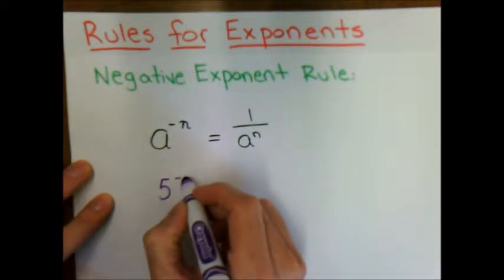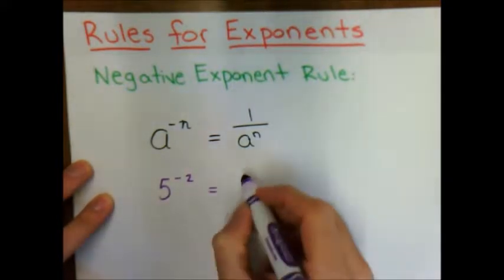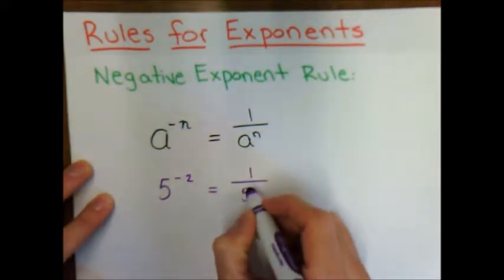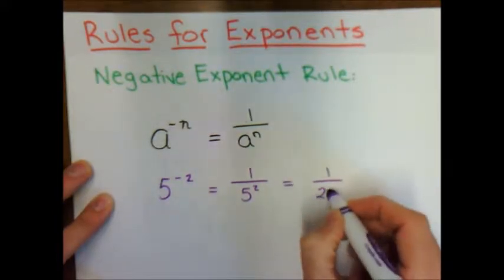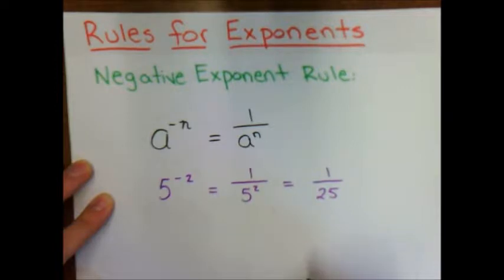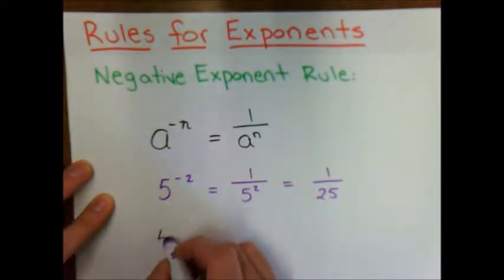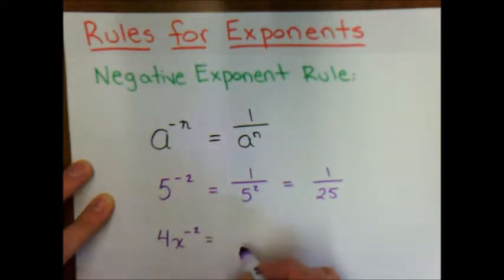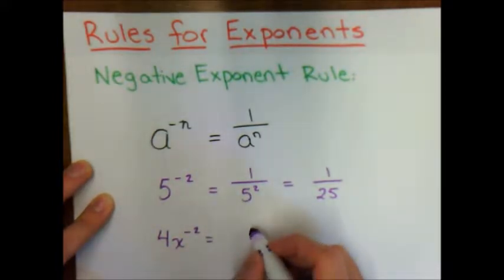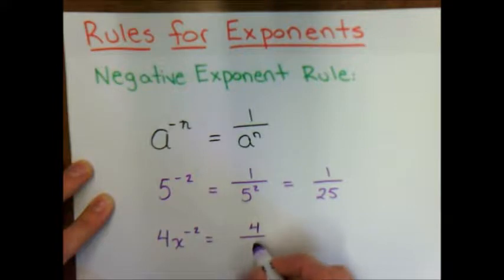So as an example, 5 to the power of negative 2, simply 1 over 5 squared, which equals 1/25. Another example, we could have 4x to the power of negative 2. This is equal to 4 over x to the power of 2.